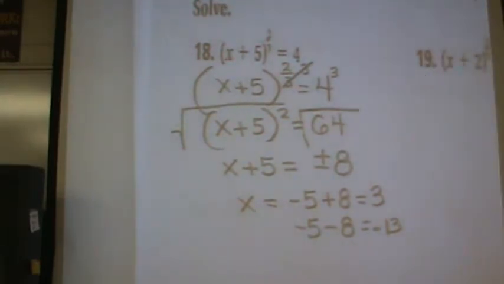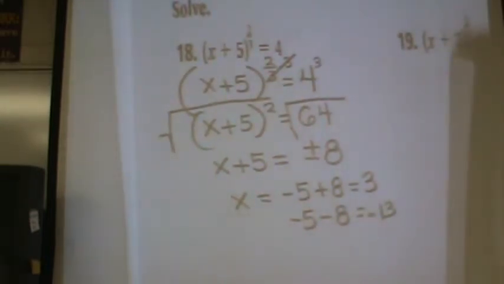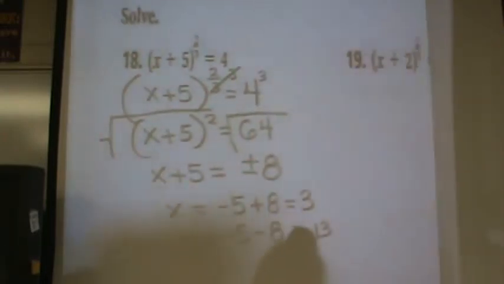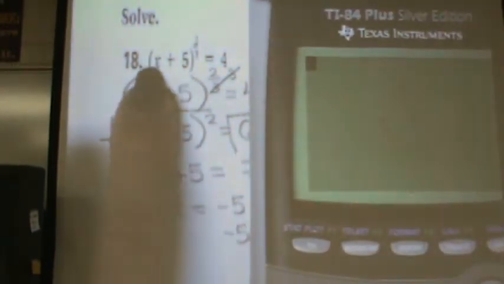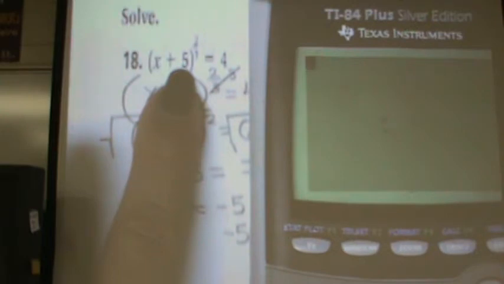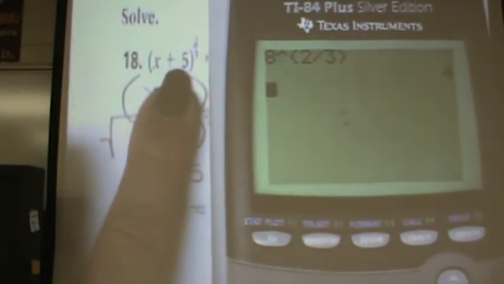You wanna try it? Sure. Let's try it. And we're gonna use our calculator, why not? Okay, so let's plug in 3. Let's put a 3 right here. What is 3 plus 5? 8. 8 raised to the 2 divided by 3 power is 4, bingo, it worked.